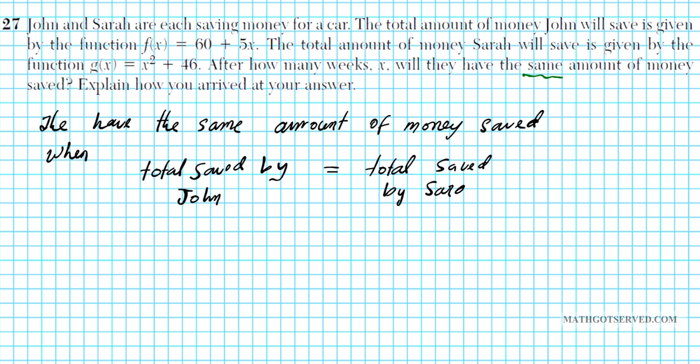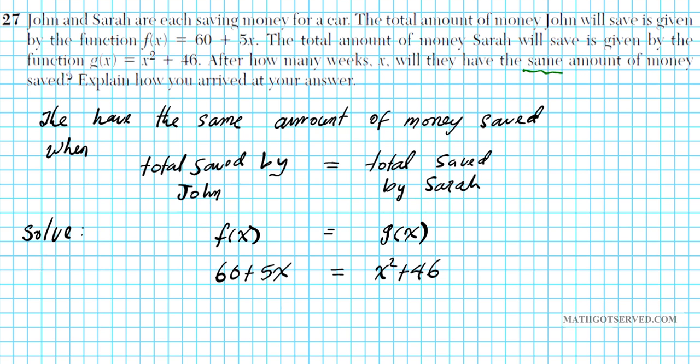Okay, so what function represents the total saved by John? F of x. So basically, when f of x equals the function that represents the total saved by Sarah, which is g of x. So this is what we're going to do. We're going to solve the equation f of x equals g of x for x. What is f of x? F of x is 60 plus 5x. What is g of x? G of x is x squared plus 46. So this problem is actually having us solve this equation right here.